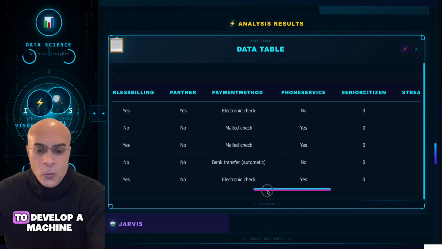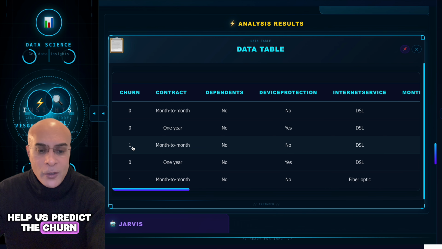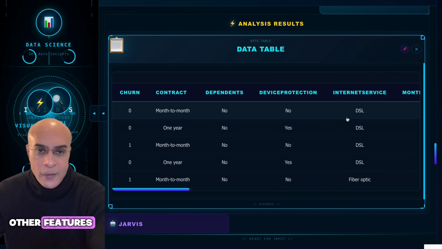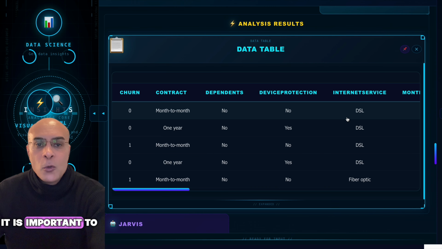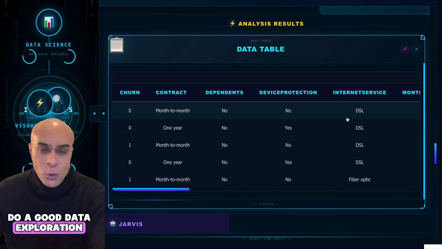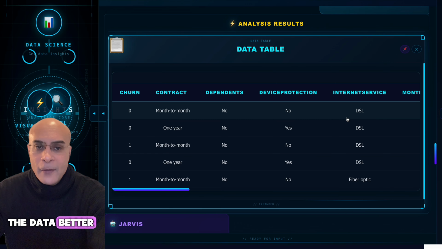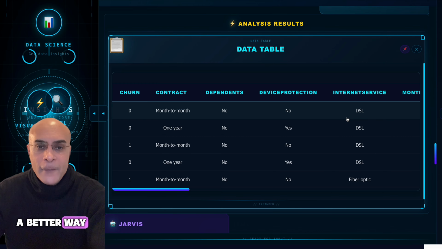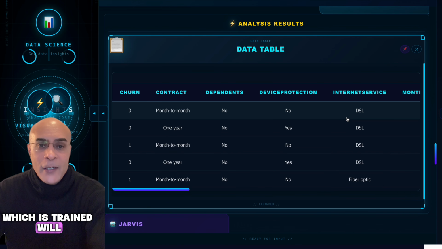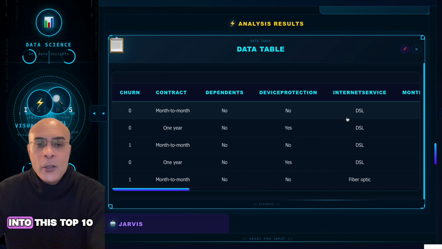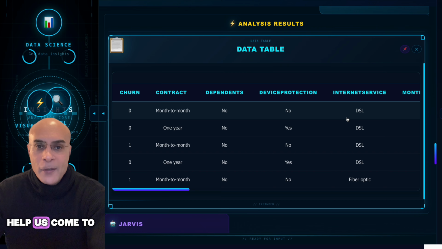Now, our objective is to develop a machine learning model which is going to help us predict the churn based on all these other features. But before we develop this machine learning model, it is important to do a good data exploration, and this will help us eventually to understand the data better and do data preparation in a better way, which will help us ensure that the machine learning model which is trained will have good quality. So let us look into the top 12 data exploration techniques which are going to help us come to a better machine learning model.